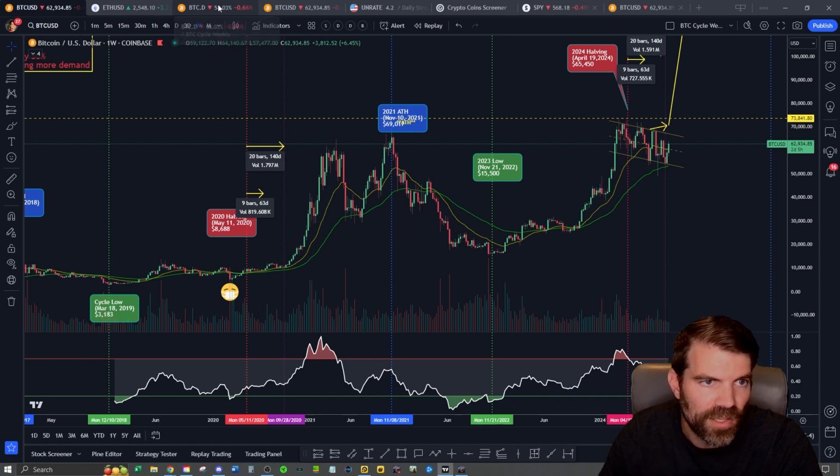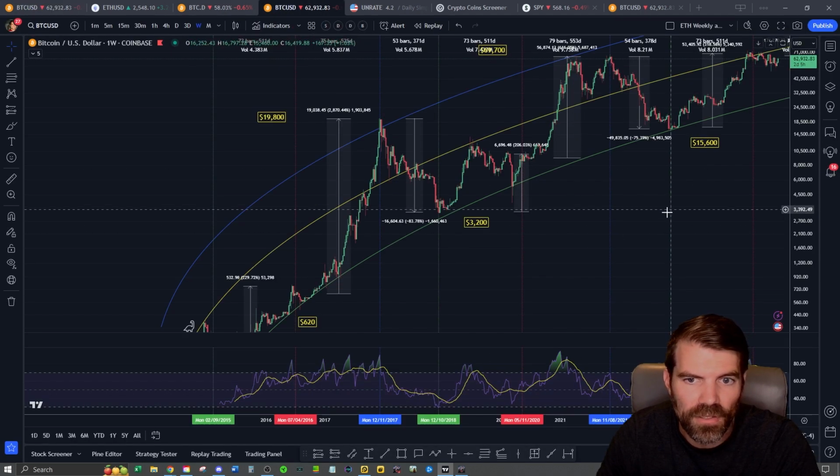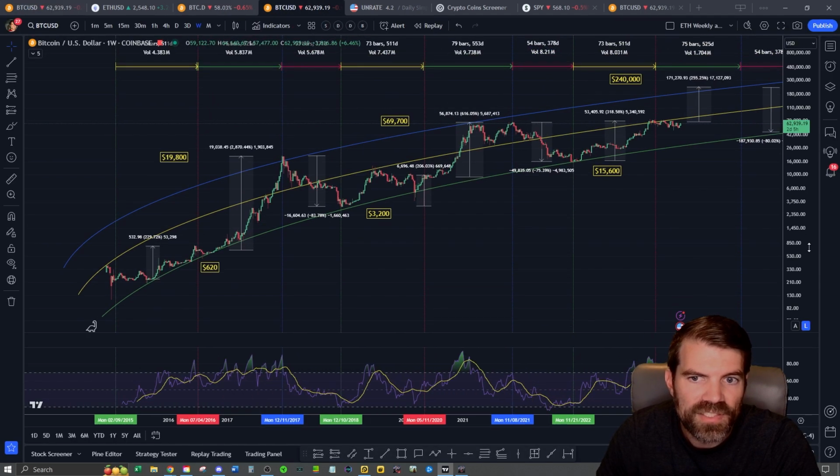The second way that you can do this is to be using something like a logarithmic scale. So this is the Bitcoin price.